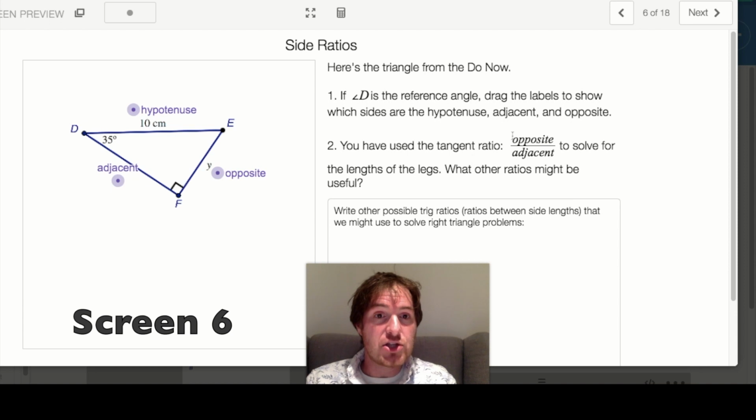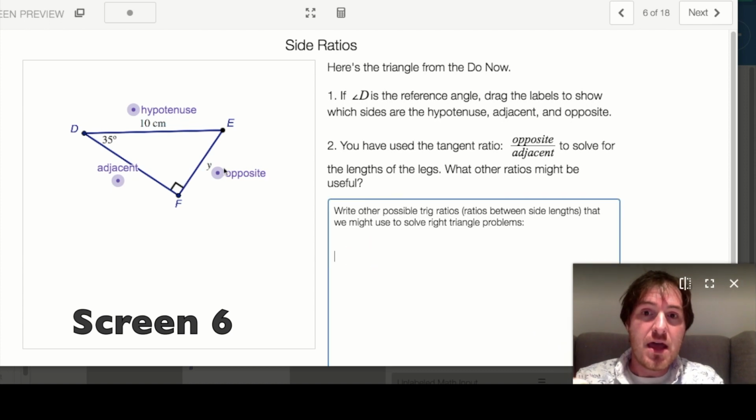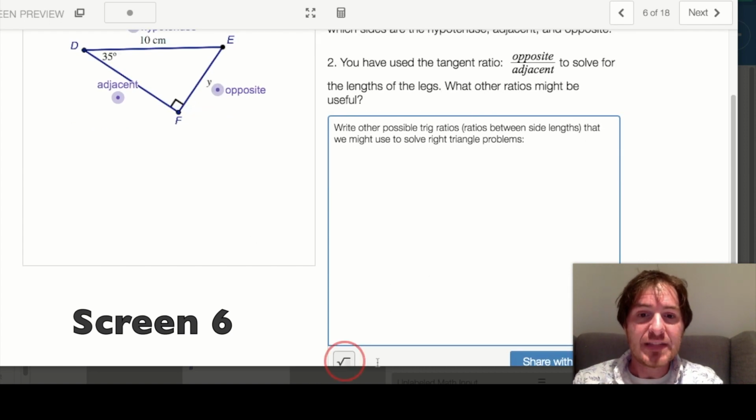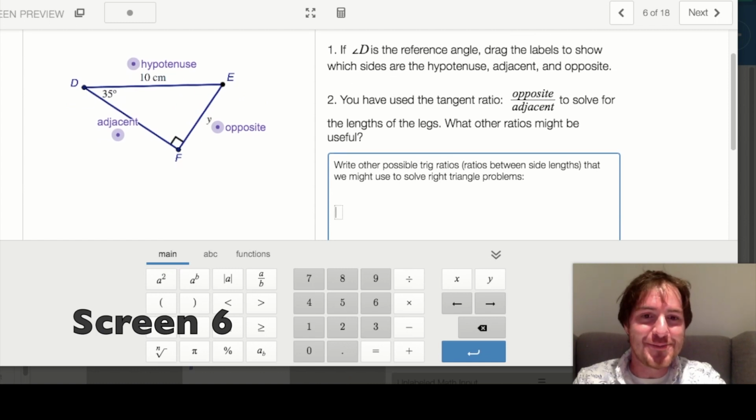Anyways, we've used the tangent ratio, opposite over adjacent, to solve for the lengths of the legs. What other ratios might be useful? Well, in Do Now number 2, if we knew a ratio that was, this is where I can get a fraction symbol down there, which I want in a second because ratios are ultimately fractions.